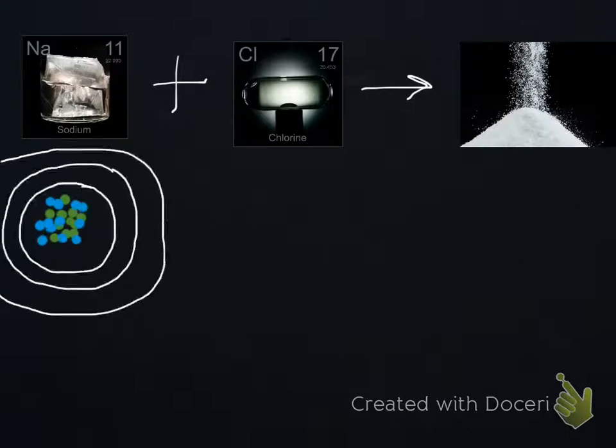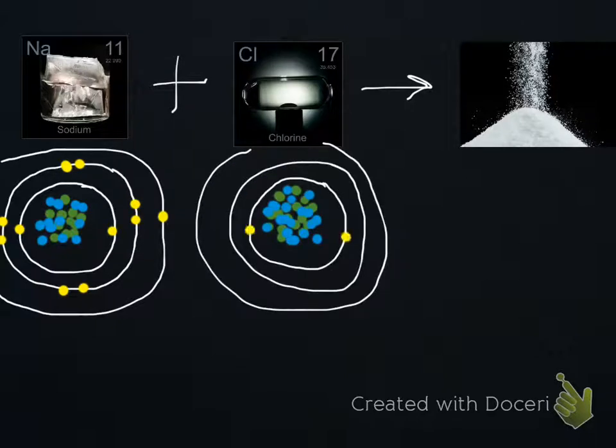Okay, so here I have an atom of sodium. It has 11 protons and 11 electrons, so the same number of protons and electrons. Also in the nucleus we have 12 neutrons in this atom. And we have a model of an atom of chlorine, and chlorine would have 17 protons, 17 electrons, again a balanced number of protons and electrons, and in the nucleus we also have 18 neutrons.